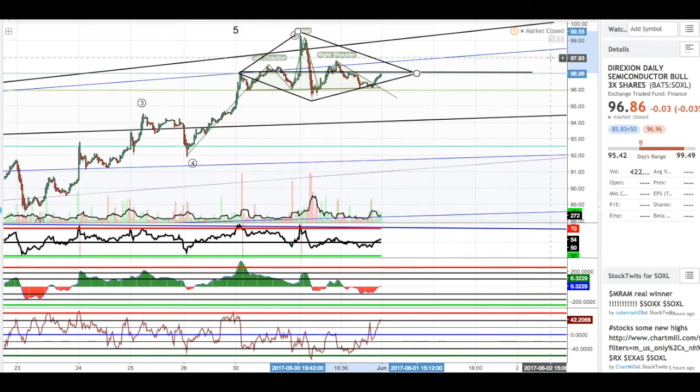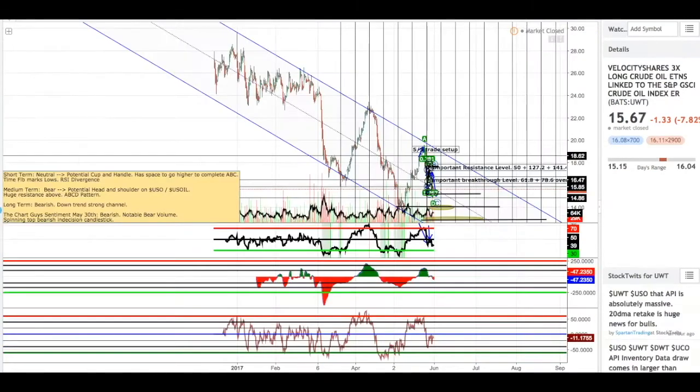All right, so that's my analysis for SOXL. Let's go on to crude oil, UWT. We can see here on the longer time frames that we are in a definite downtrend. This is the bullish version for UWT. I have been accumulating shares of DWT, and so from a long-term perspective, we have a bearish downtrend channel.